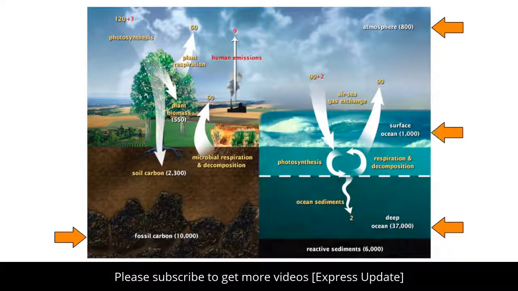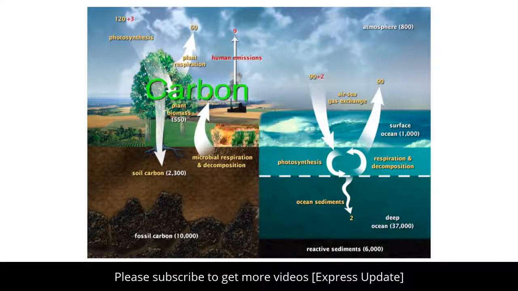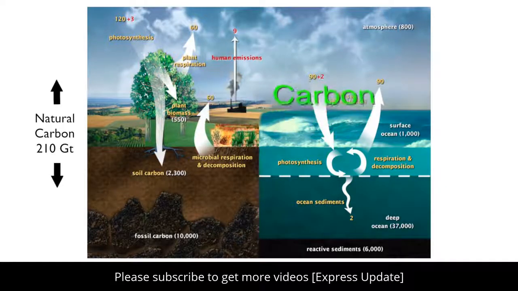The atmosphere and the surface ocean are the smallest carbon reservoirs, but possibly the most important. Carbon is moving between these reservoirs constantly because of a variety of chemical and biological processes. This is known as the carbon cycle. The total amount of carbon that cycles in and out of the atmosphere naturally each year is about 210 gigatons.